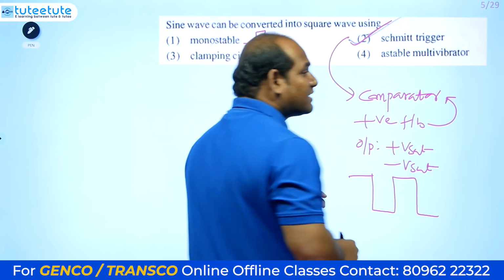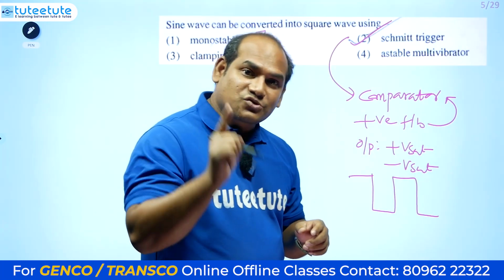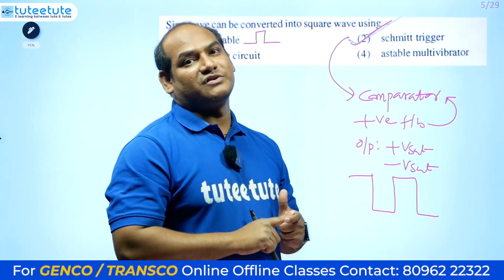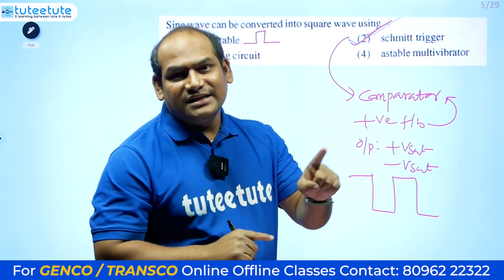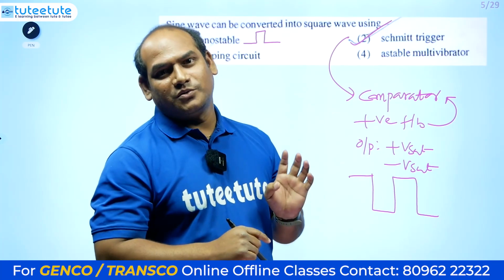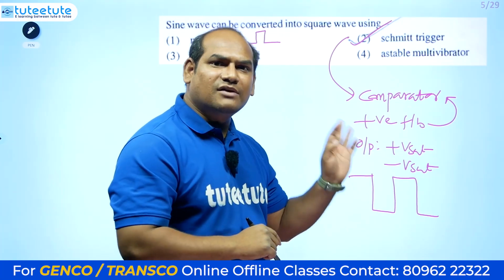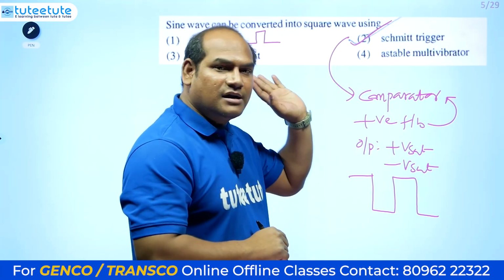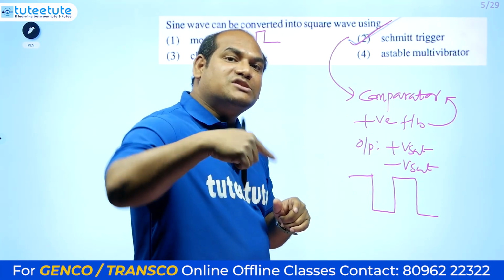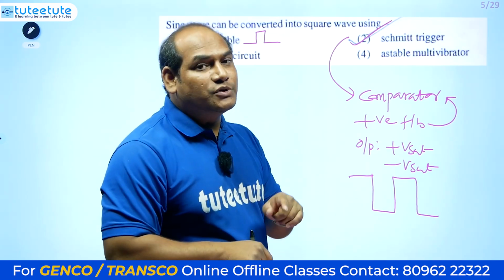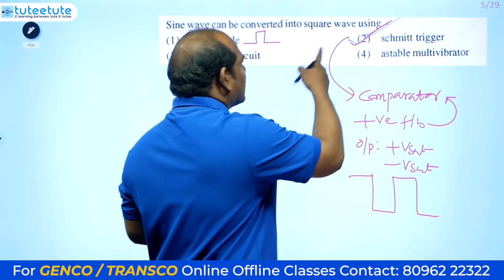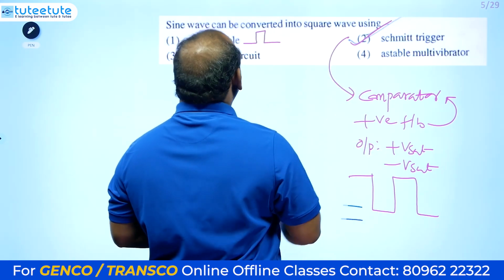Astable multivibrator can produce a square wave, but it will not take the input as a sine wave. You need to understand the difference between those two. We need the circuit which can convert sine to square. That is the Schmidt-Trigger. Astable multivibrator output is a square wave only, but it will not take a sine wave as input. So the correct option is Schmidt-Trigger here.